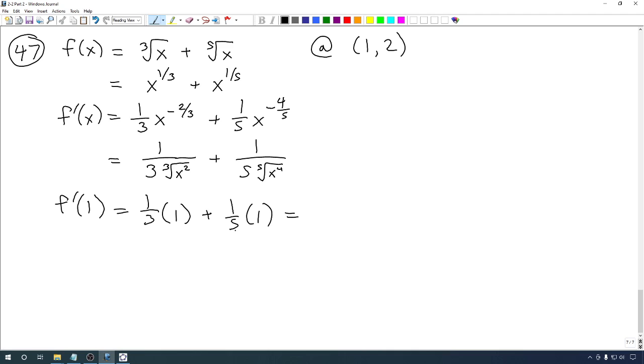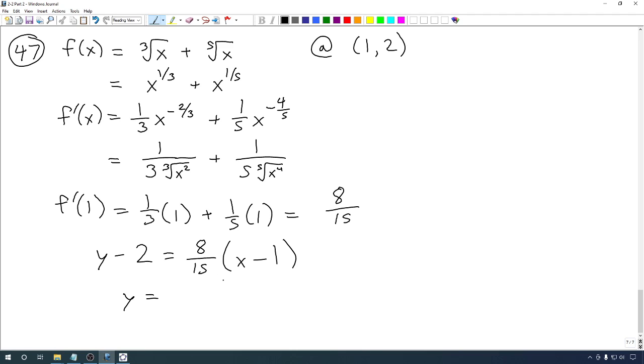1/3 plus 1/5, going to have to combine the fractions there. Turns out we get an 8/15. So the tangent line through this point has a slope of 8/15. We can then use the point slope form to get the equation of our tangent line. We have y minus our y value of 2 is equal to our slope of 8/15 times x minus our x value of 1.